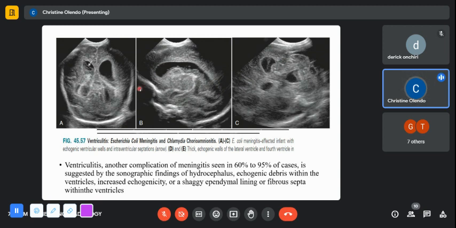So ventriculitis is another complication of meningitis, as we said, and you might have hydrocephalus with echogenic debris within it, and you can also have septa, which are visualized in these images.